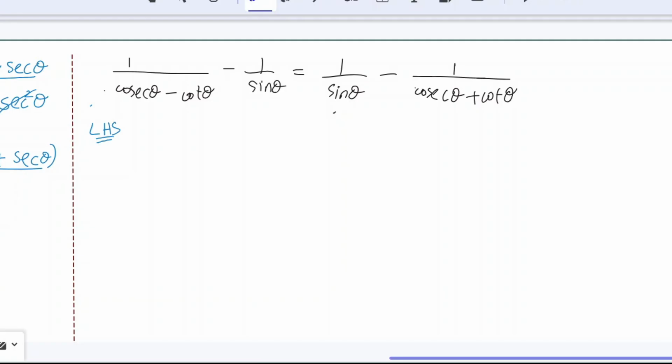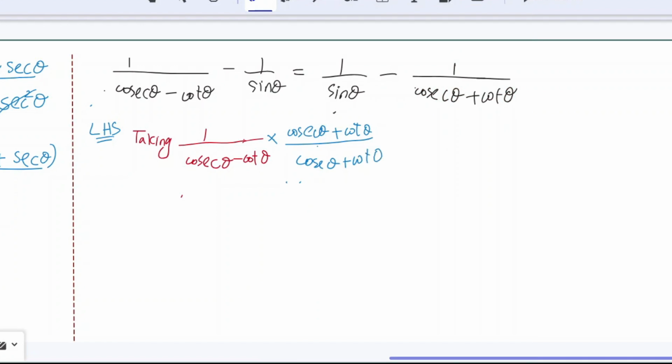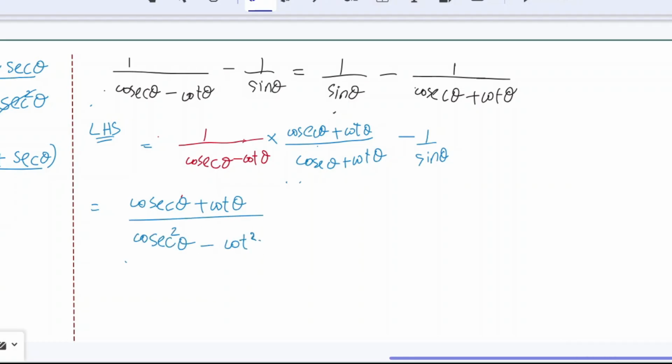In this question, we'll simplify both sides so that we have left hand side and right hand side equal. But remember, whichever side you take, we rationalize only the one term that is in the form of plus and minus. Just like here, on the left hand side, rationalize only the first term and the second term as it is. So 1 over cosecant minus cot, rationalize it: multiply and divide by cosecant theta plus cot theta. And 1 over sine as it is. So we simplify, numerator and denominator multiply, and the next term is 1 over sine, which is actually cosecant theta.